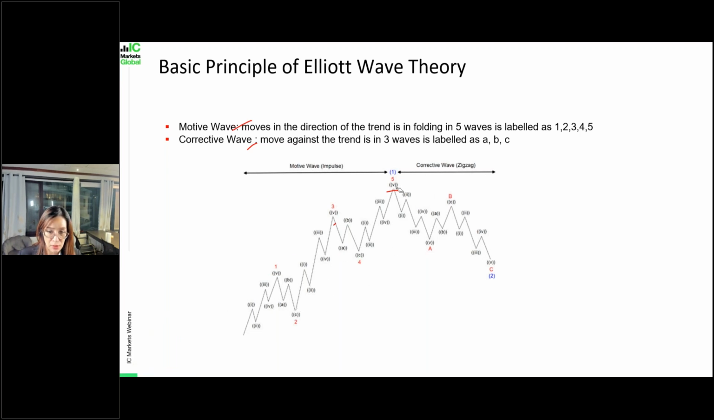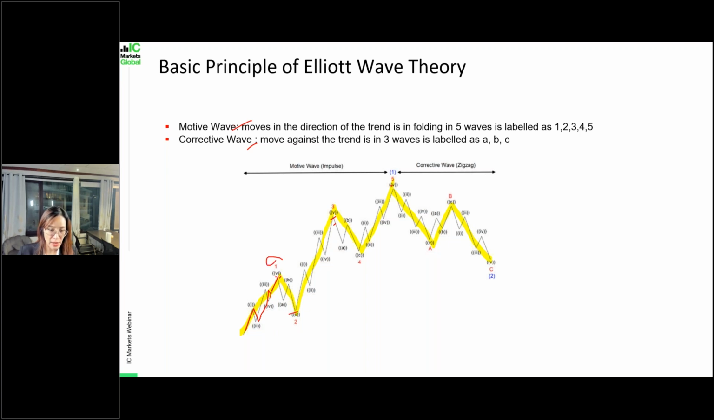I will go slowly. When you look at this slide, this is wave 1, 2, 3, 4, and 5, and after the five waves are finished, then A, B, C. In the impulse waves, which are waves 1, 3, and 5, there will always be subdivided waves. You can see here 1, 2, 3, 4, 5, which completes wave 1.